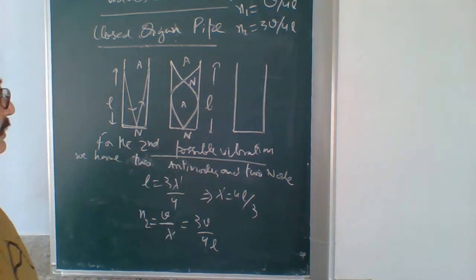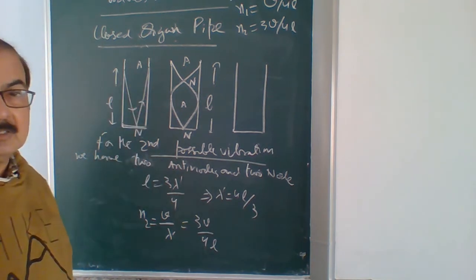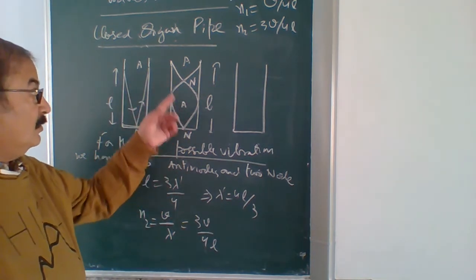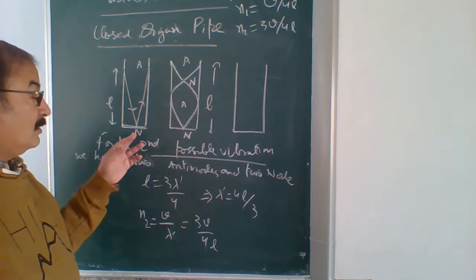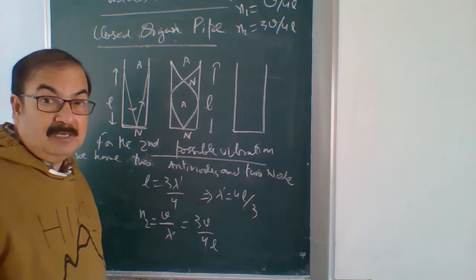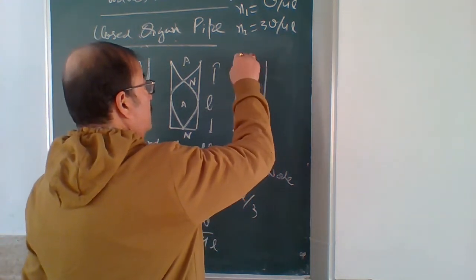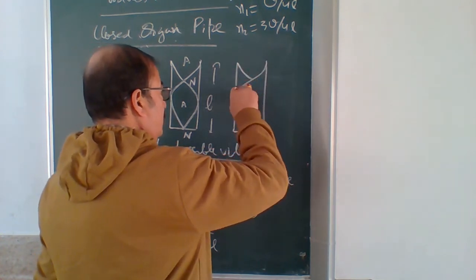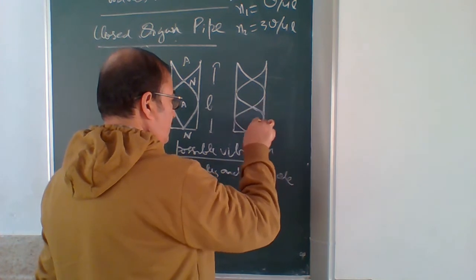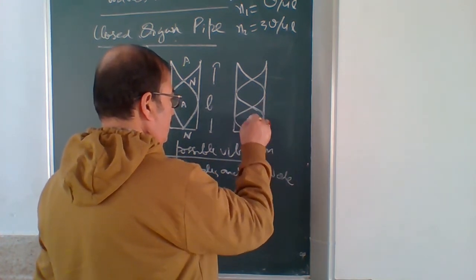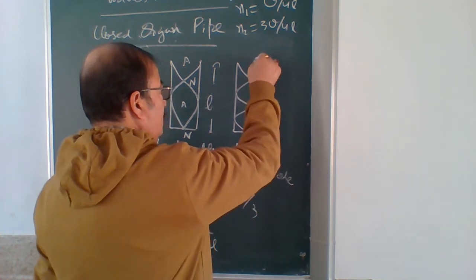Now in the case of third possible vibration, देखिए इसमें एक नोड एक एंटीनोड आ रहा था, इसमें एक दो नोड और दो एंटीनोड आ रहा है. हर केस में ओपन एंड में एंटीनोड और क्लोज एंड में नोड बना रहते हैं. यहाँ पर नोड बनेगा, यहाँ पर तीन तीन बनना चाहिए. In that way we can just write: this is node, antinode, node, antinode, node, antinode.